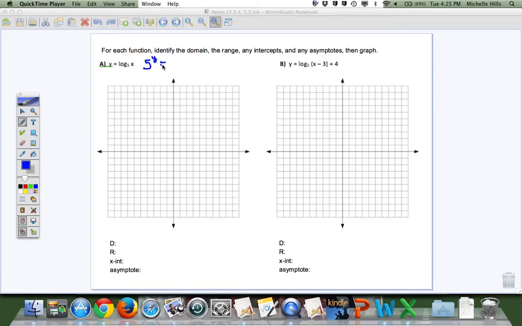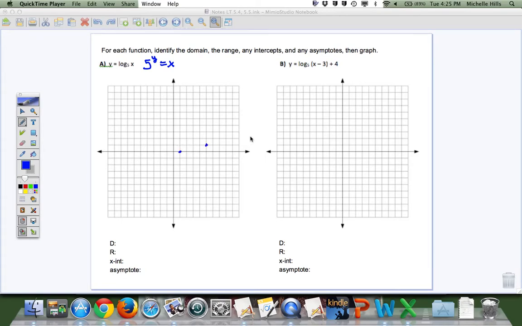y power equals x. So I actually approach logarithmic functions sort of backwards from the way I would approach graphing exponential functions. I kind of go with y first and then I find my x instead of x first and then finding my y. So if y is 0, anything to the 0 power is 1, so x is 1. If y is 1, 5 to the first power is 5.